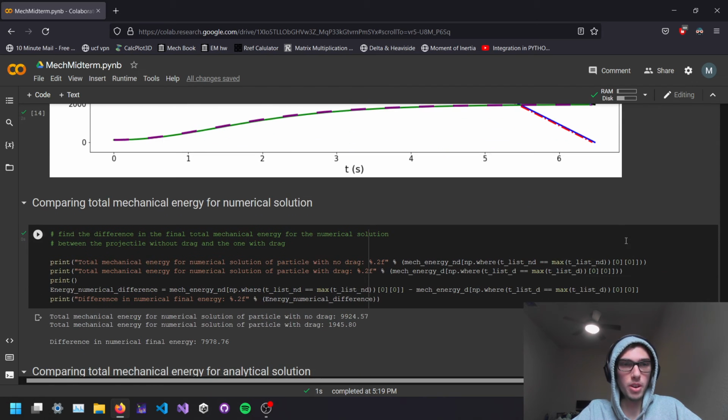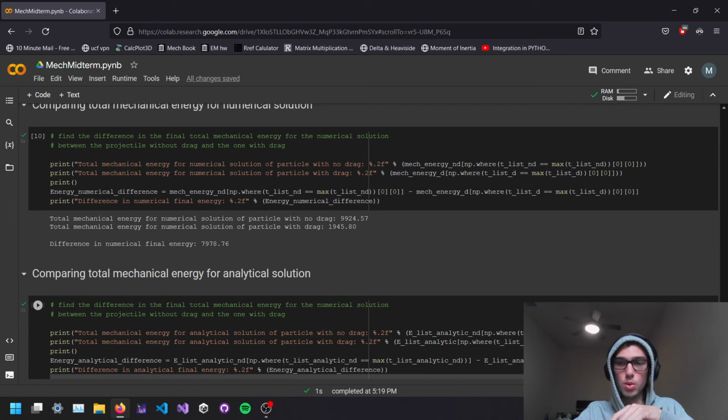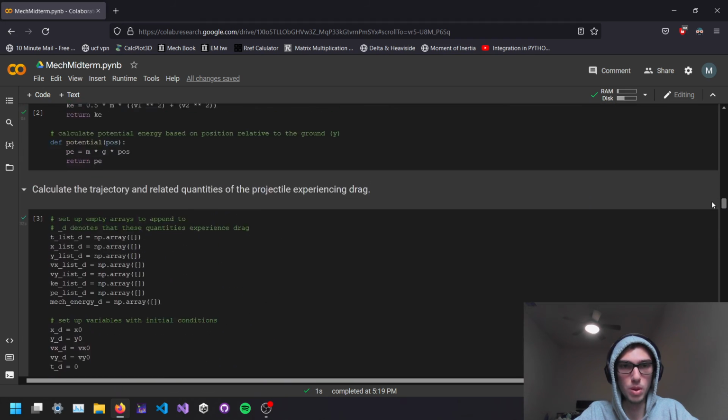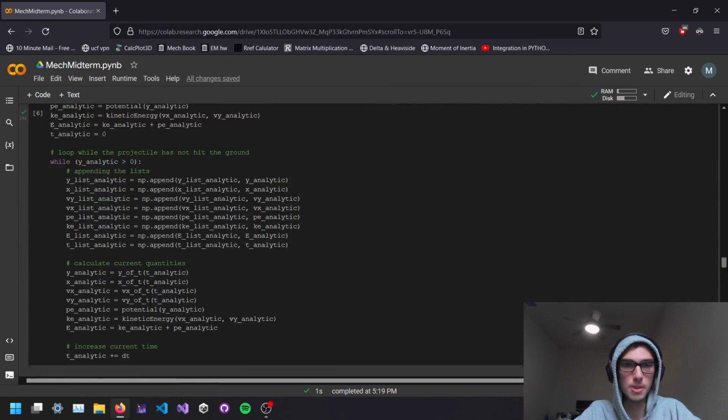So moving on, this is where we find the difference for the numerical solution between the energy at the end without drag and then the energy with drag. Take the difference of them, we get 7,978.76 joules, which is very close to what we got up here, 7,977.33 joules. So just a few joules off, really.